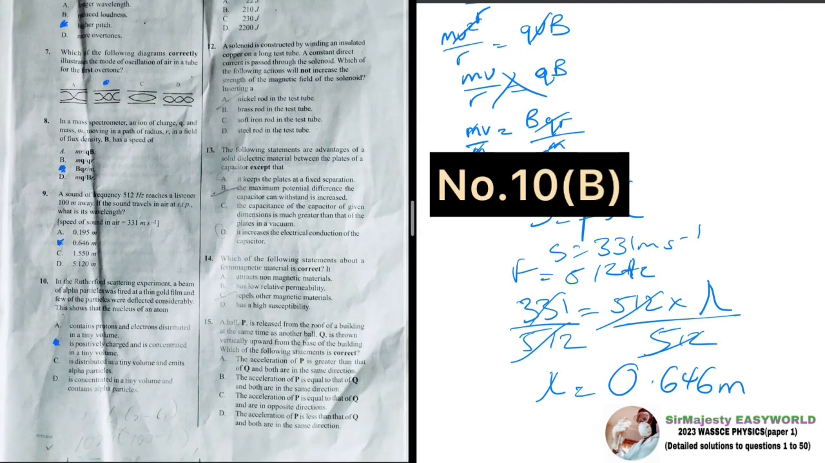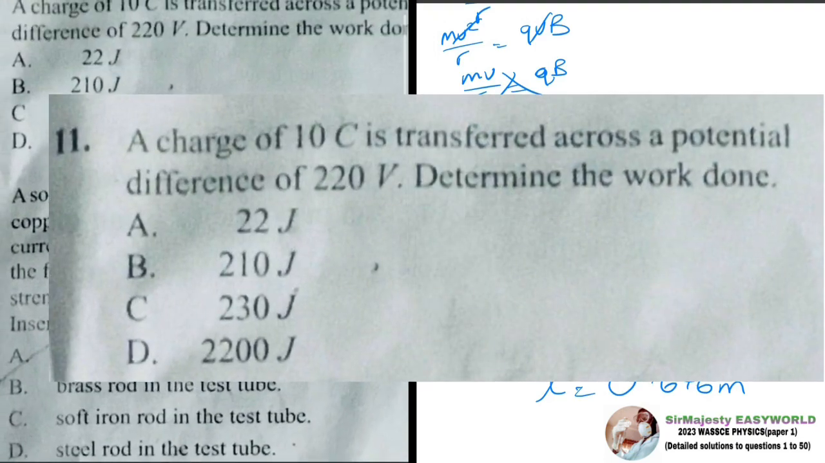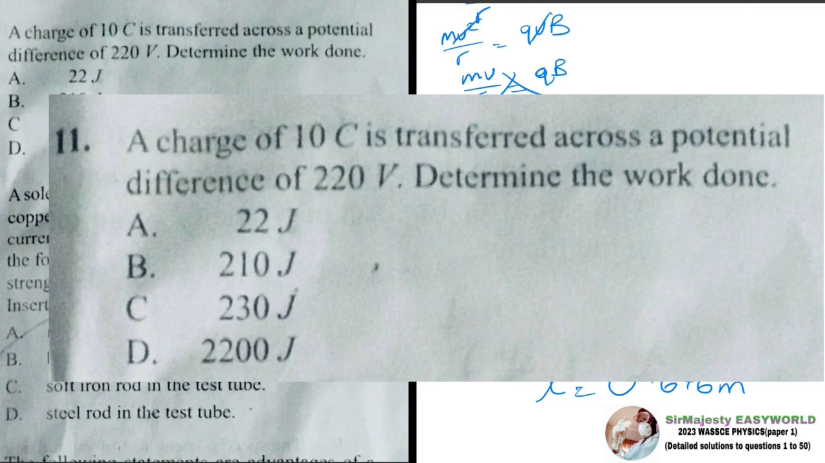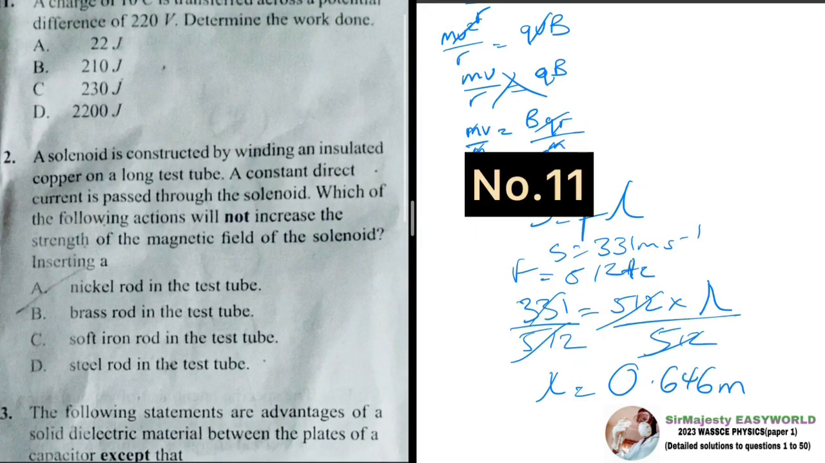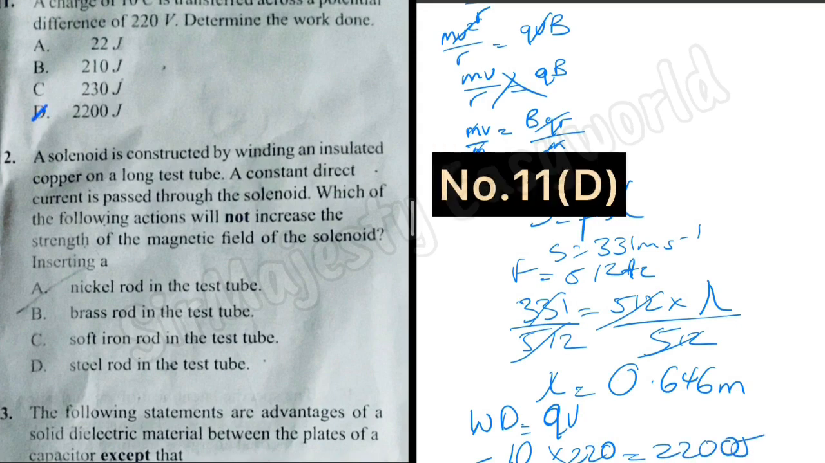The next question we're going to look at is: a charge of 10 coulomb is transferred across a potential difference of 220 volts. Determine the work done. We know that the work done, also known as energy, is equal to QV. So I need to solve for it. Our Q is 10, multiplied by our voltage, that's 220. That will give us 2200 joules. So our correct final answer is 2200 joules, that's D.